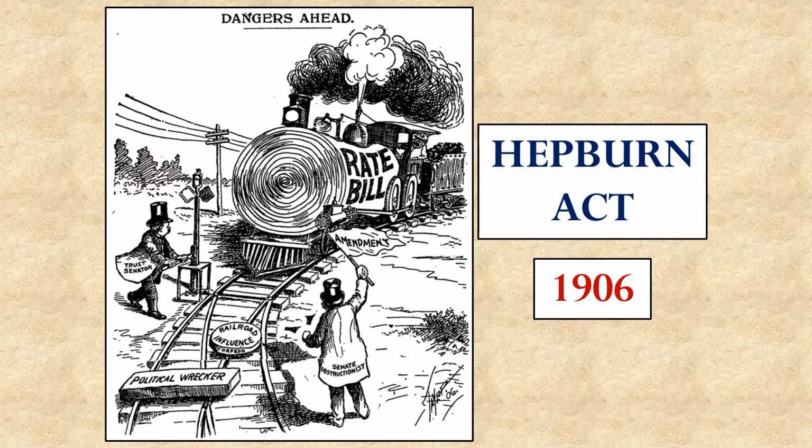But nonetheless, as I've said already, this was the feeling of the era. The businesses are taking advantage of people. We need the government to step in and tell them what they can and can't do. In this case, telling the railroads what they are allowed to charge.